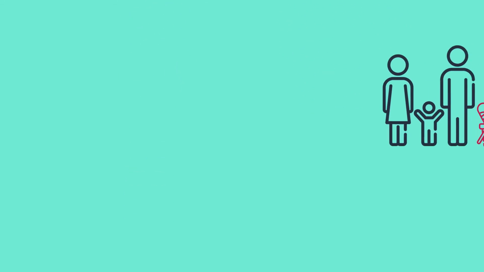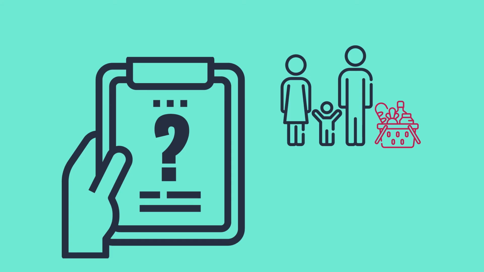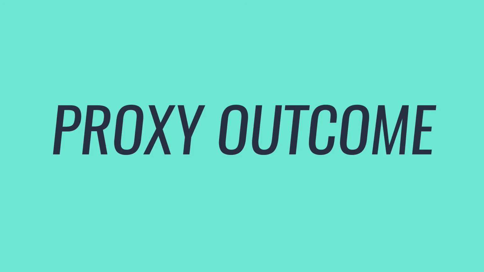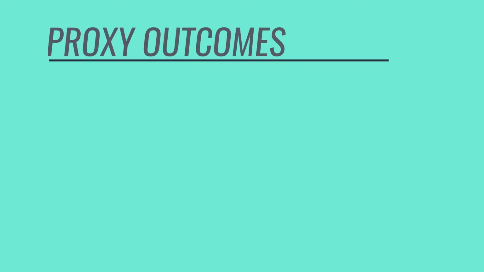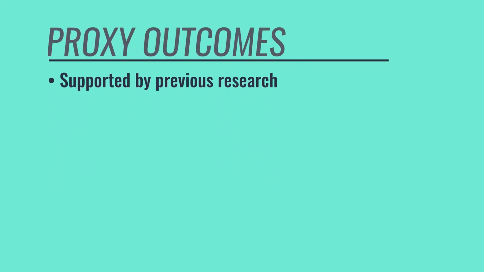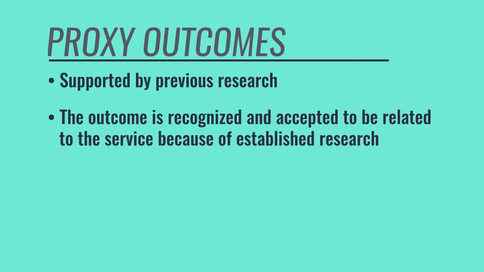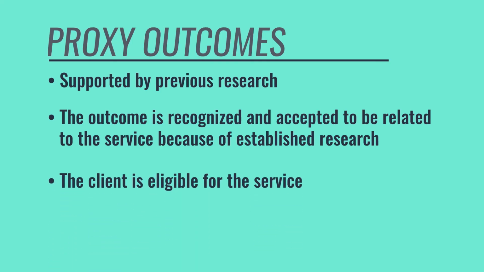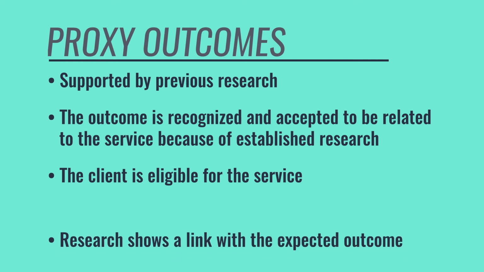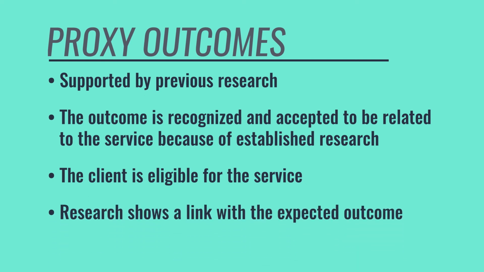So what if you aren't in a position to verify your outcomes? In our food box example, you may not be able to follow up with recipients to say whether their nutrition improved or not. In cases like this, you may use what is called a proxy outcome. Proxy outcomes may be used when the actual outcome is supported by previous research. The outcome is recognized and accepted to be related to this service because of established research, and the client is eligible for the service, and research shows a link with the expected outcome. That said, it is best to avoid using proxy outcomes in favor of measurable outcomes.